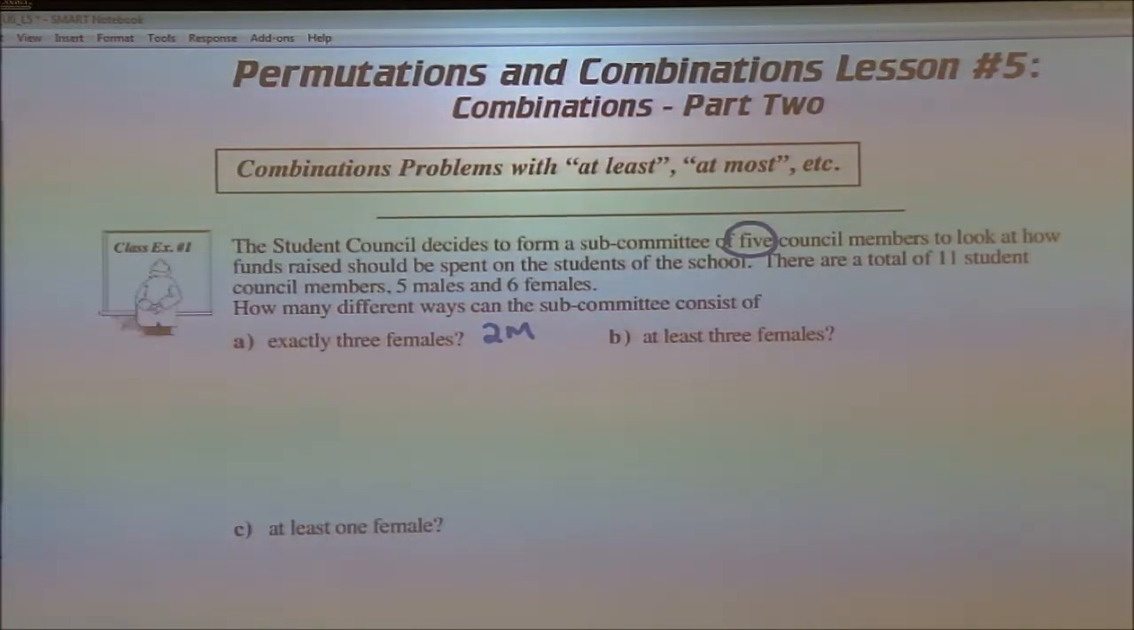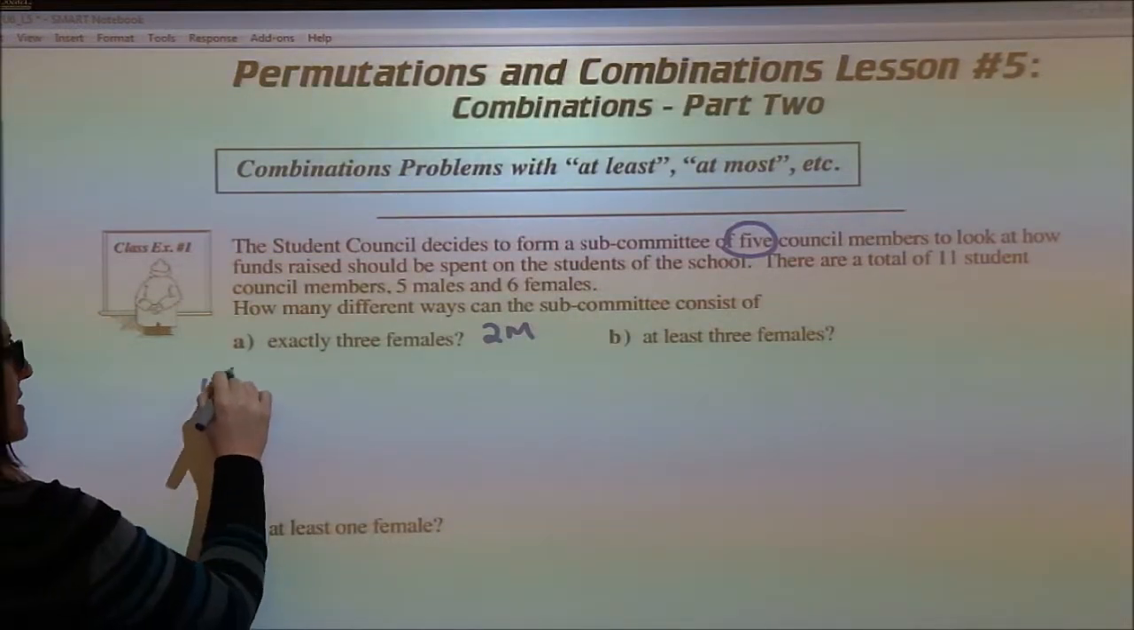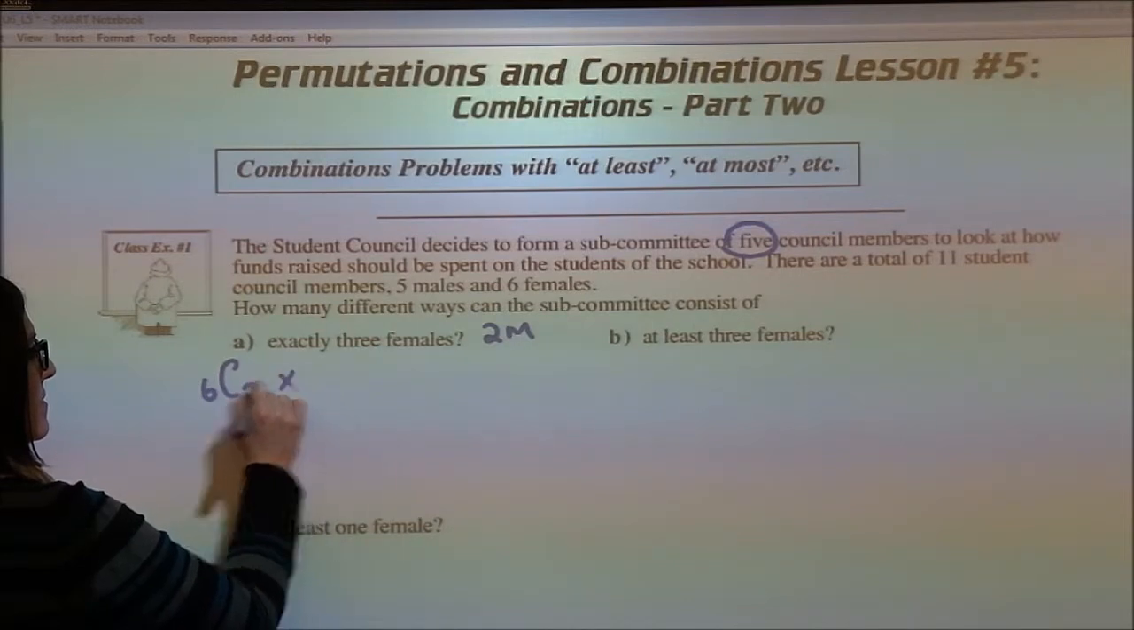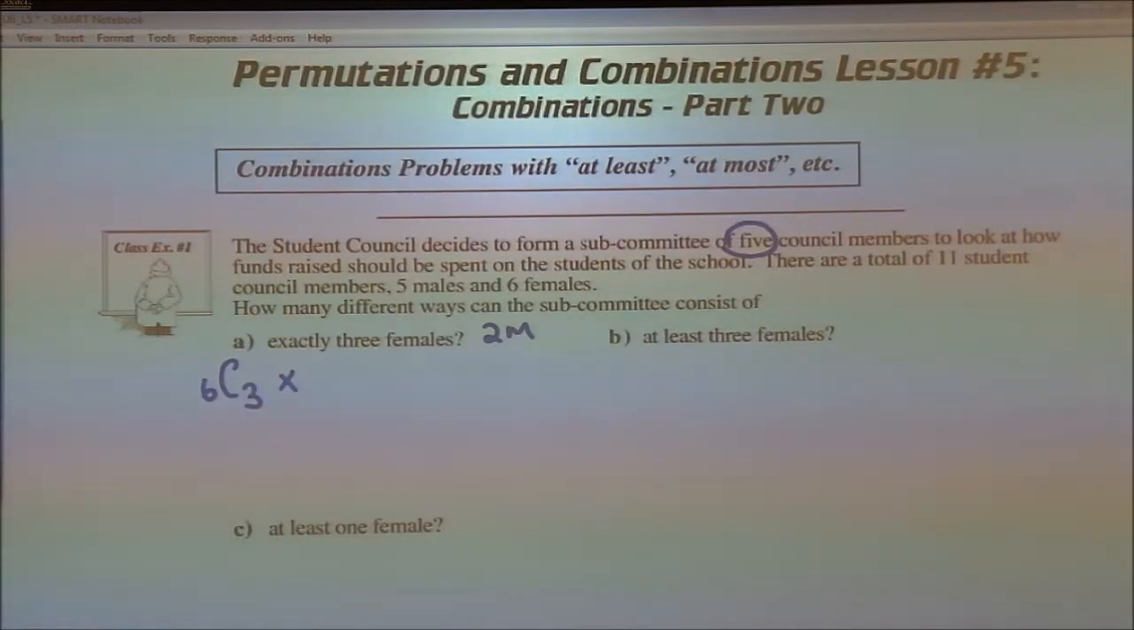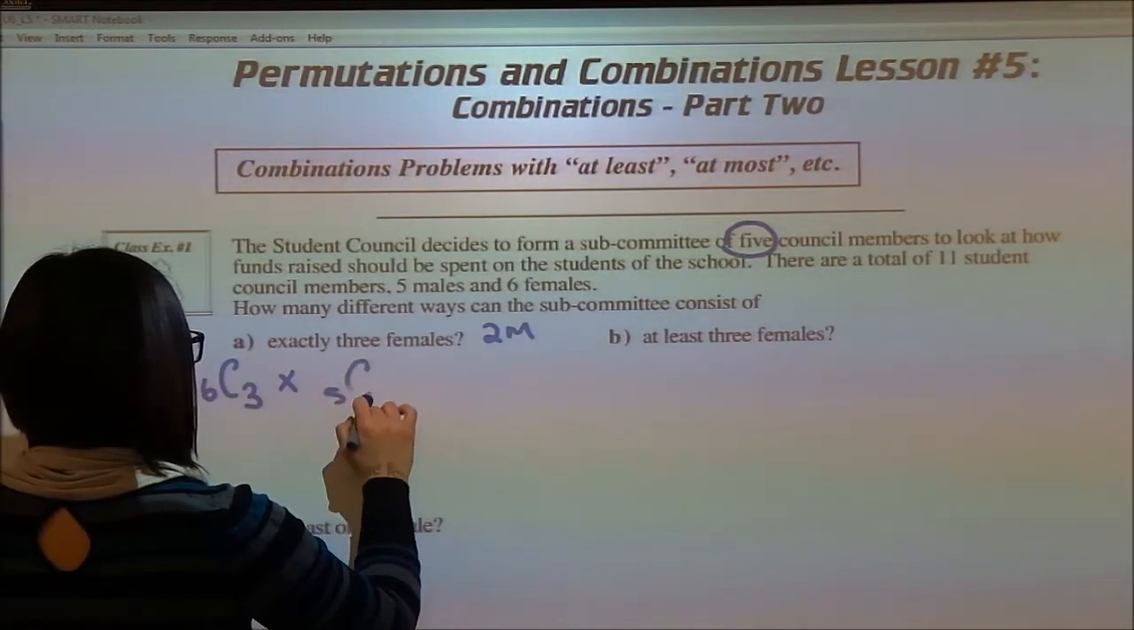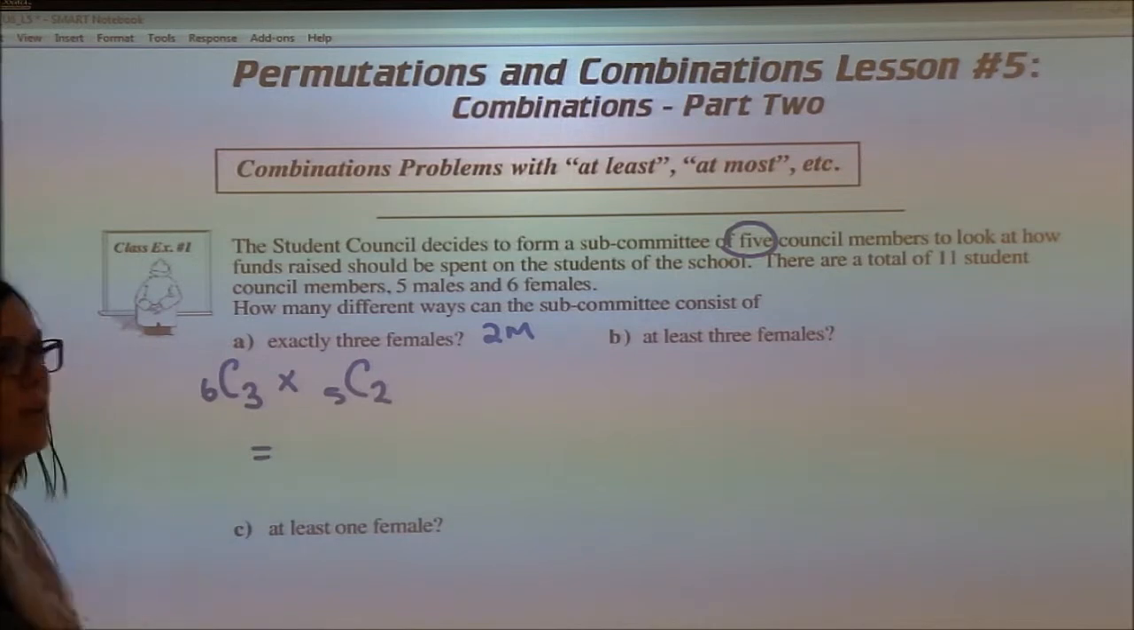So again, this is a combination because it doesn't matter what order I pick the 3 girls, they're all on the committee. So I'm picking 3 girls out of how many? 6. So then that would be 6C3. And then I'm picking 2 males out of 5. Okay, and I'll give you a moment to tell me what that'll equal.